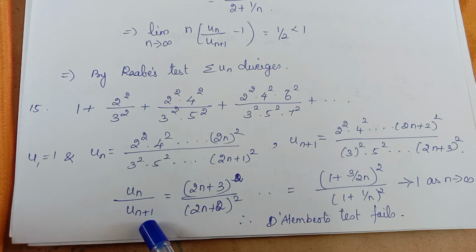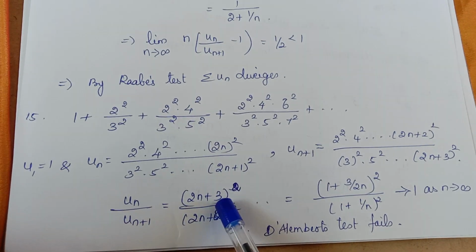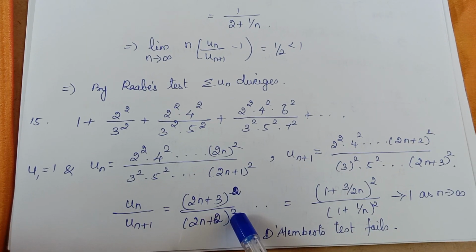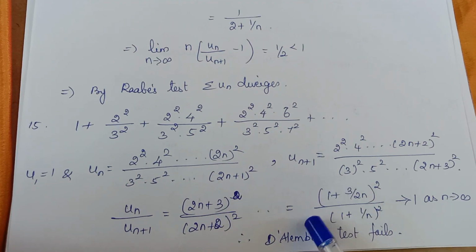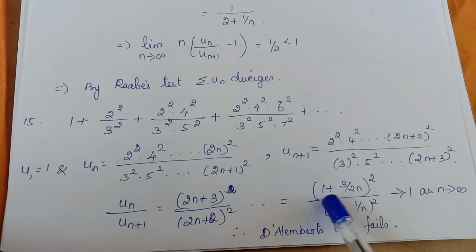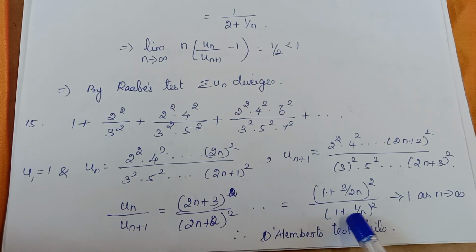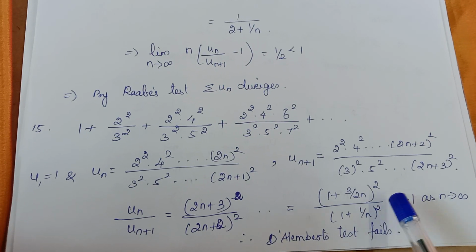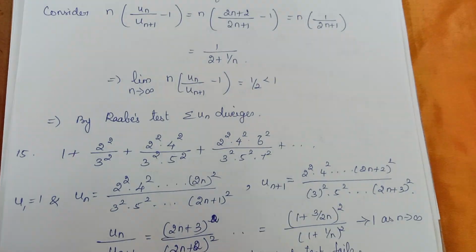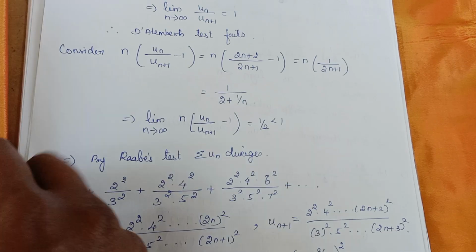So if you divide un by un plus 1, you are getting 2n plus 3 the whole square by 2n plus 2 the whole square. Now you take n outside and you cancel n from numerator and denominator. Simply you get 1 plus 3 by 2n the whole square by 1 plus 1 by n the whole square. As n tends to infinity, this is equal to 1. So D'Alembert's ratio test is a failure one here.